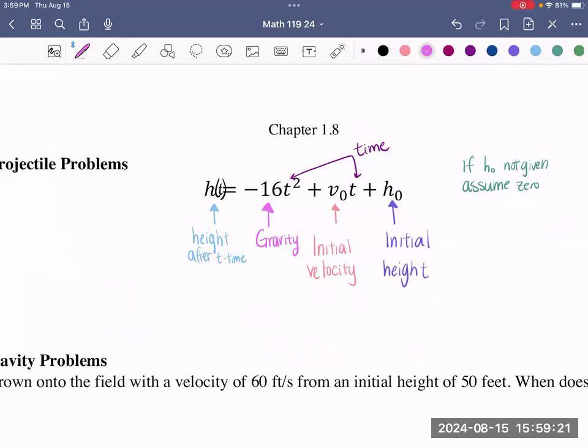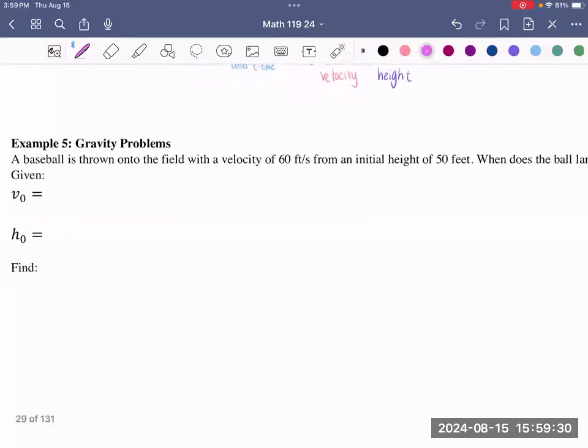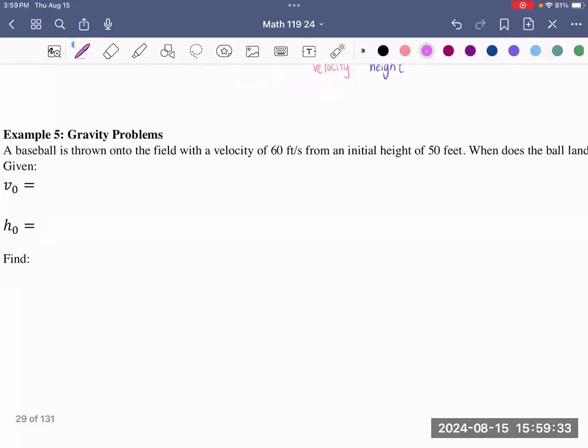So let's take a look at example 5. It says a baseball is thrown onto the field with a velocity of 60 feet per second from an initial height of 50 feet. When does the ball land? So figure out what are we given and what do we have to find? Well, your initial velocity: we threw this ball 60 feet per second. And your initial height, right? How high was it to begin with? Well, this was 50 feet.